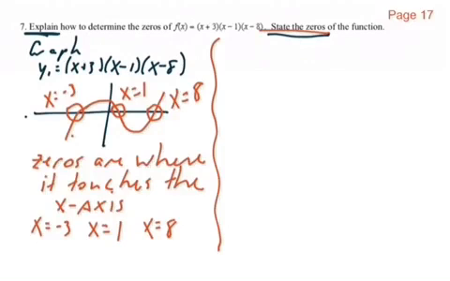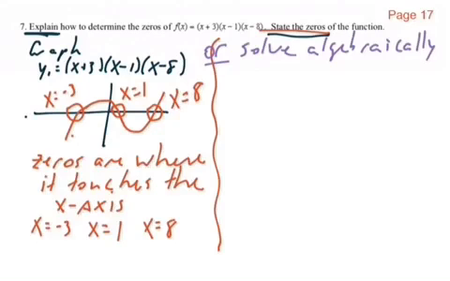You can also use your calculator and copy down your table of values and show where y equals 0. Your x values would be the roots or the zeros. Now you can also take and solve this algebraically. If you decide to solve algebraically, the first thing you would want to do is to set this equal to 0: (x + 3)(x - 1)(x - 8).